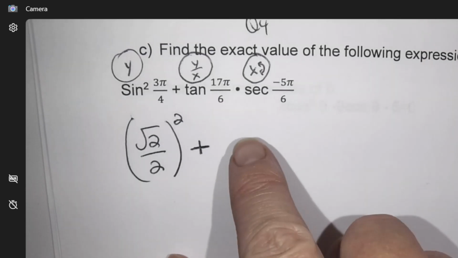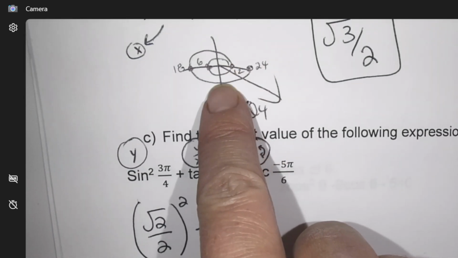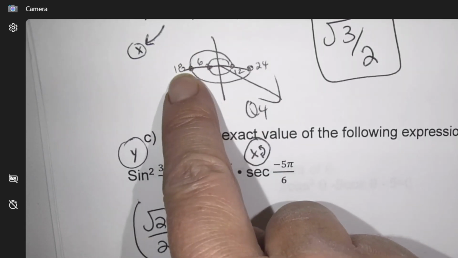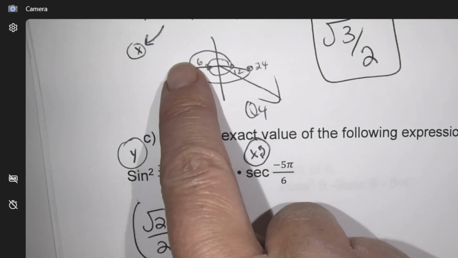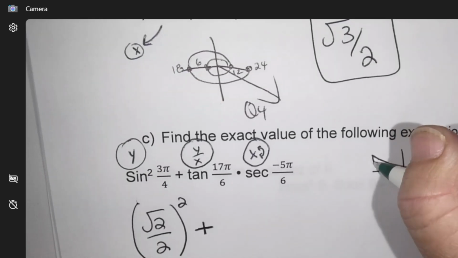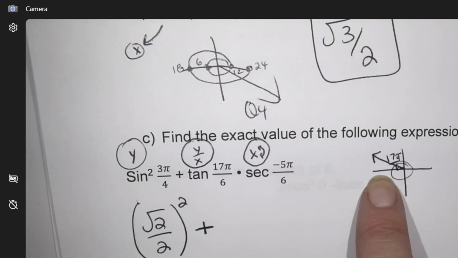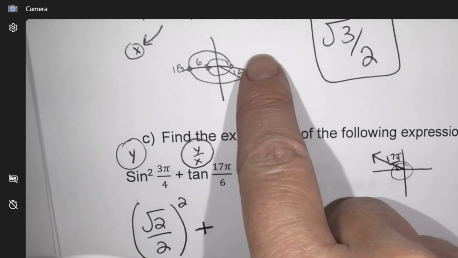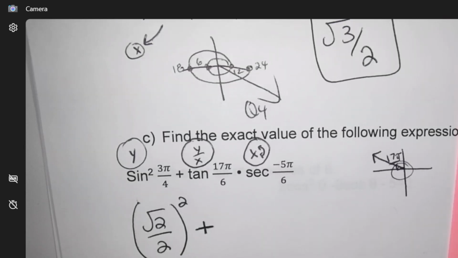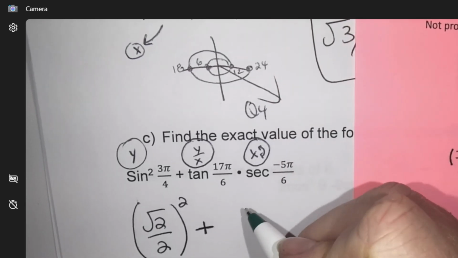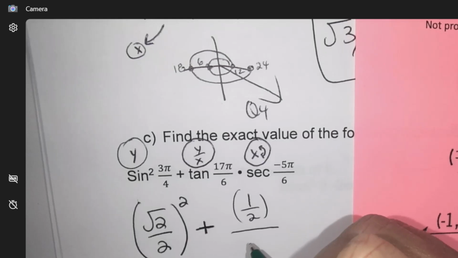17 pi over 6. So can we just backtrack here? Here is my map for over 6. 6, 12, 18 would be the one over here. So 17 would land there. Because I'm looking at this one, I just did the 6 markers, 6, 12, 18. So in here, I am at the 150 degree marker. That's where you're on. Can you take the y divided by the x?